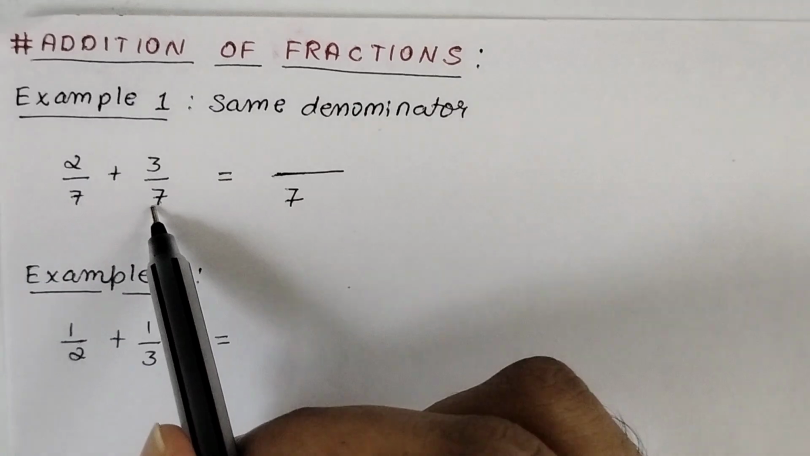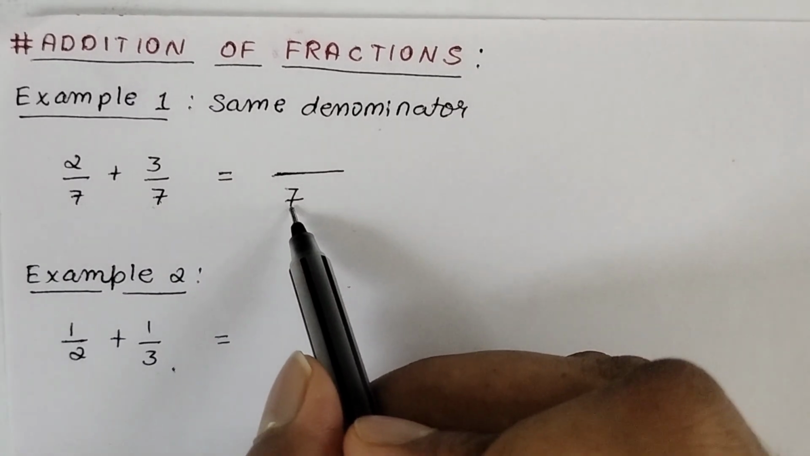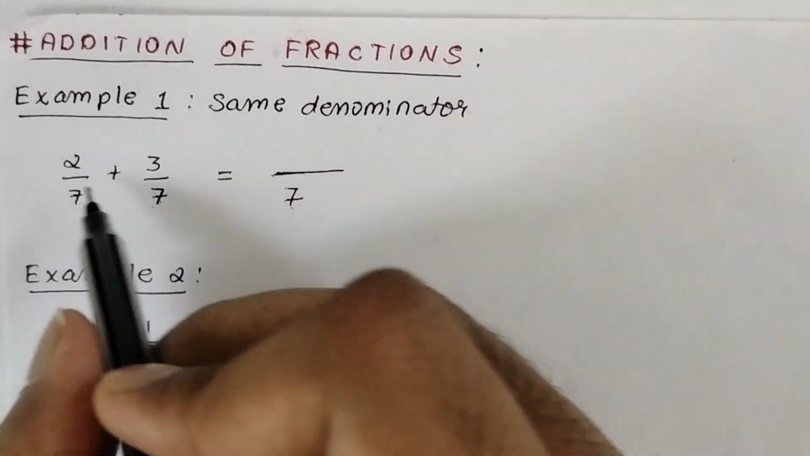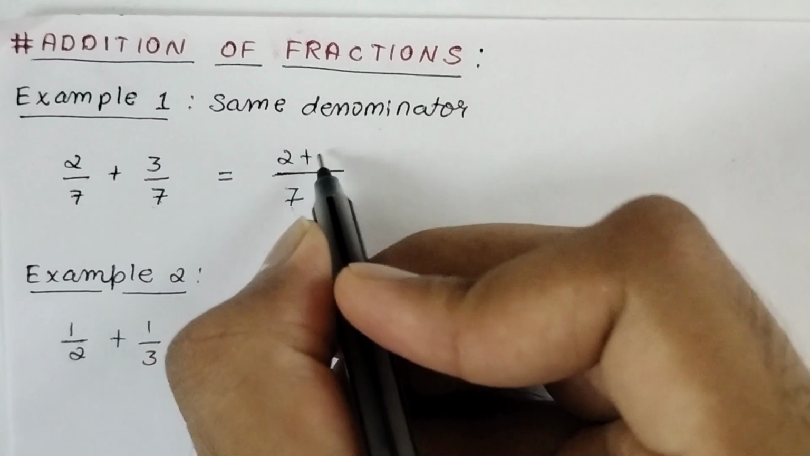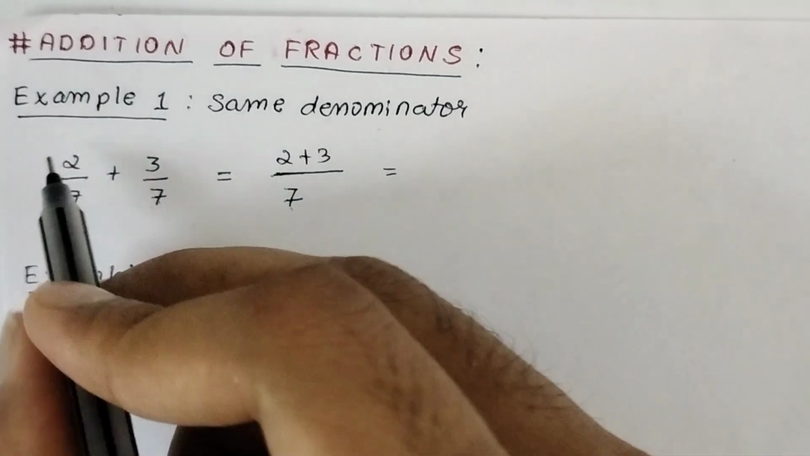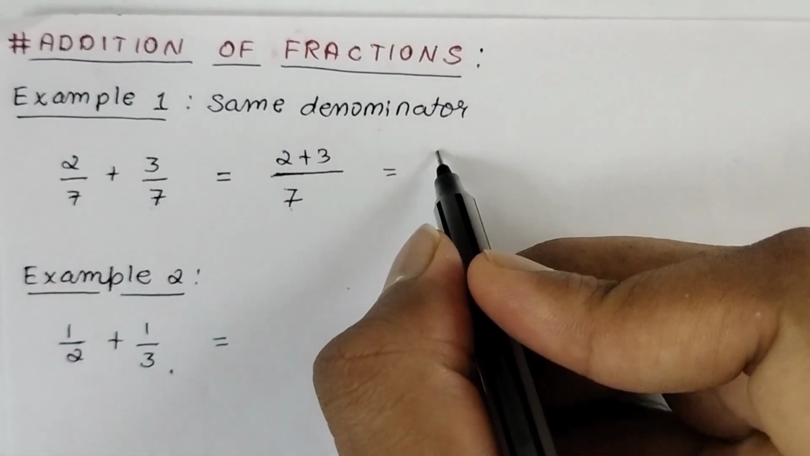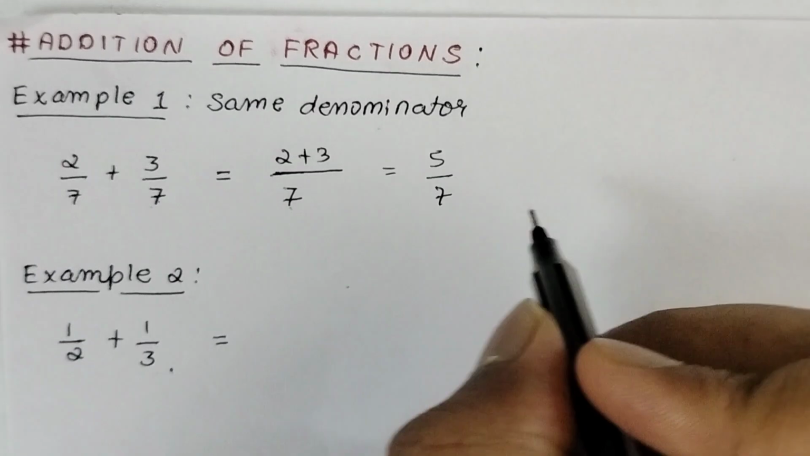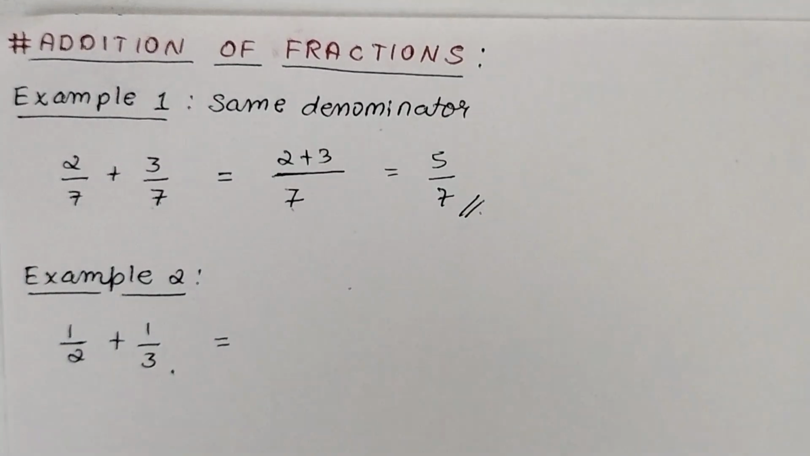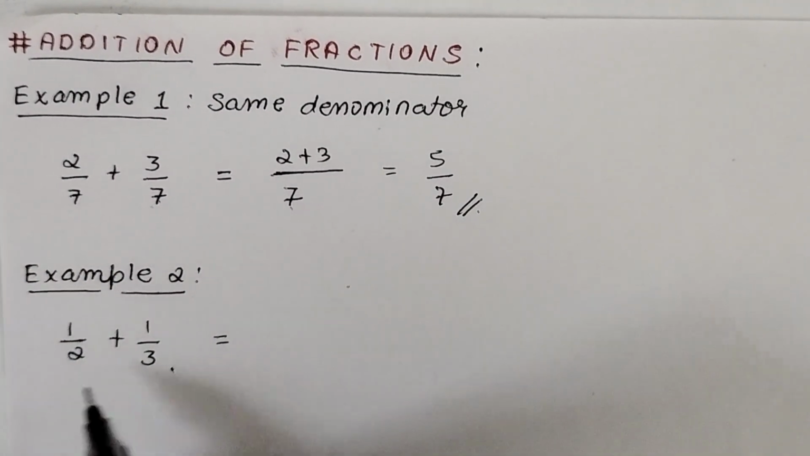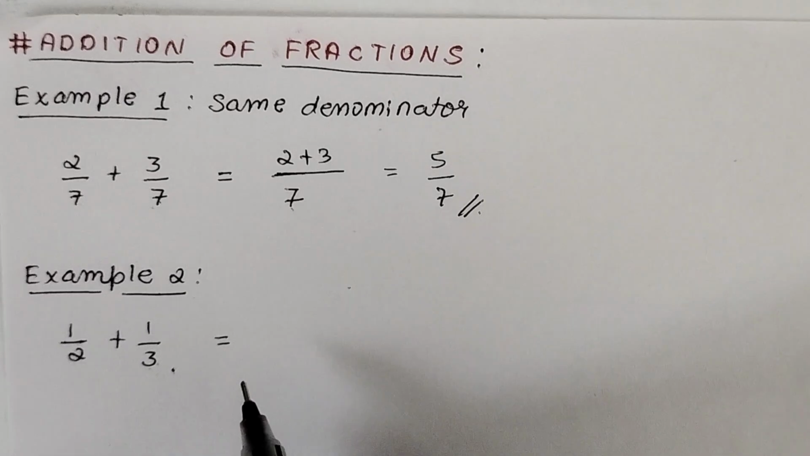In case of the same denominator, you can write the same denominator here and then you can directly add these two things. So the numerator you can directly add. Then you will get 5 by 7. It is the answer.